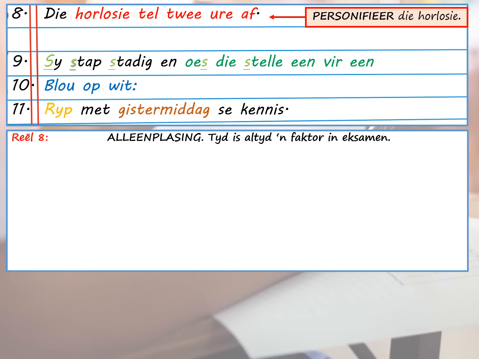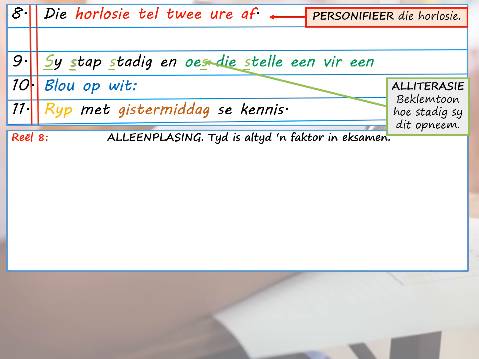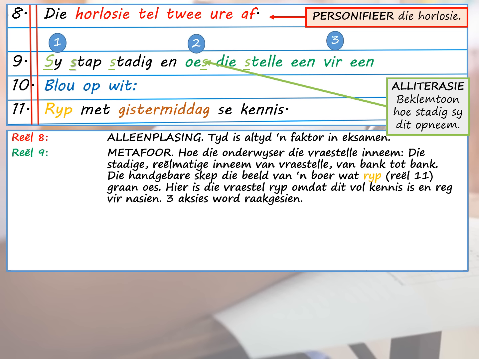It's also personifying the clock, because it says the clock is counting down 2 hours, and obviously a clock cannot count. We've got the S alliteration, again showing you how slowly the teacher is taking in the papers when she starts to take them in. There are 3 things that you can see in line 9: the way she's walking, the way she's taking in the papers, and that she is taking them in one by one.